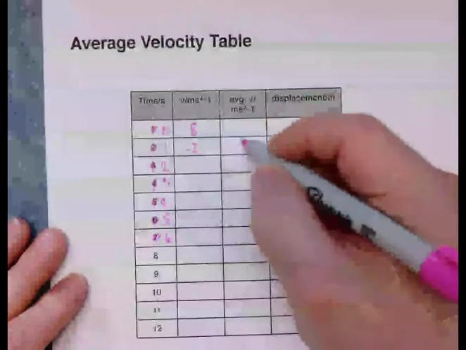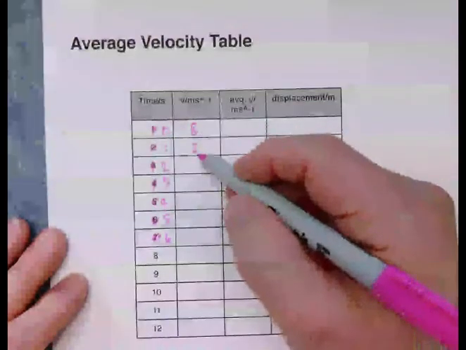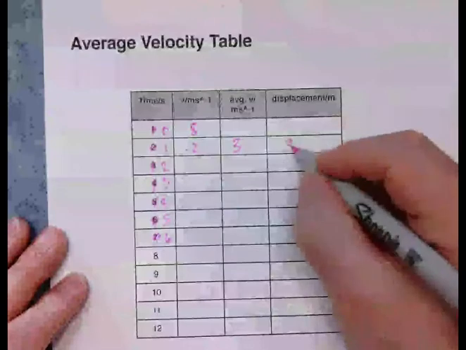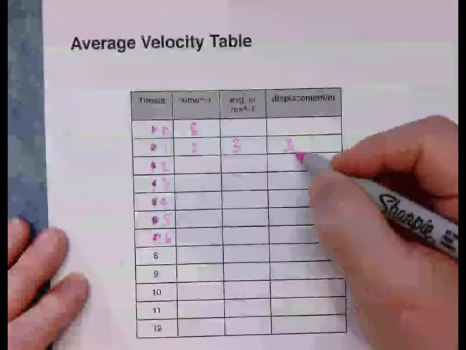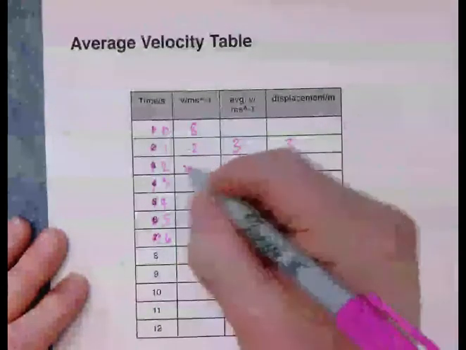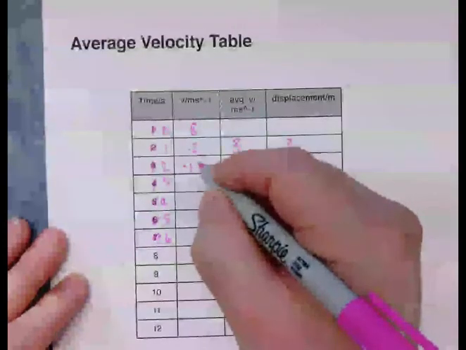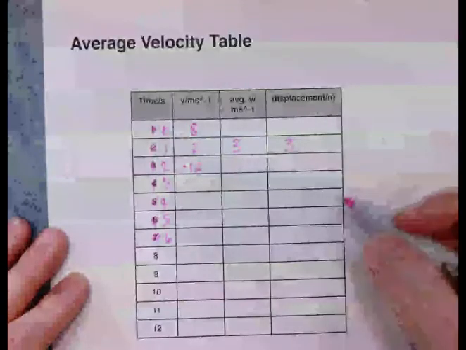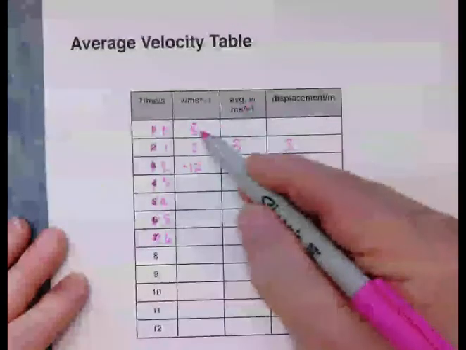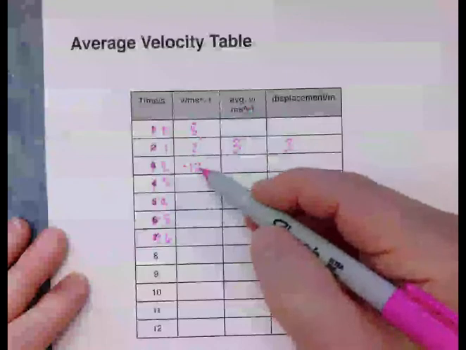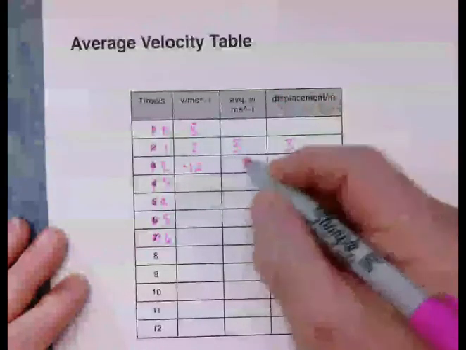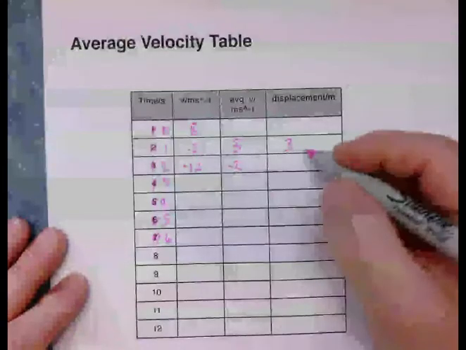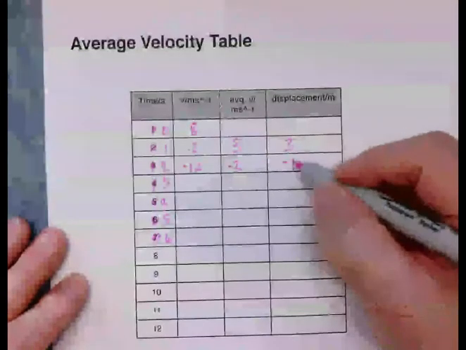So our average velocity at this time is 8 plus a negative 2 is 6, divided by 2 is 3. So the displacement in this case is 3 meters. It's above the launch point by 3 meters. The next moment, the velocity is minus 12. And so then we have 8 and negative 12 gives us negative 4, divided by 2 is minus 2. And so negative 2 times 1 is minus 2.